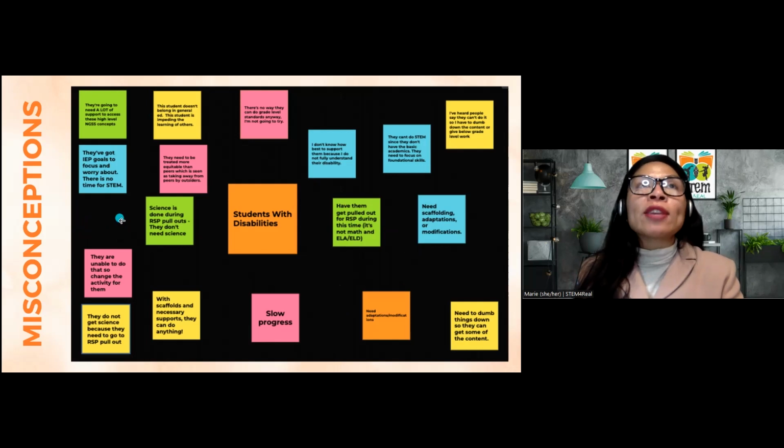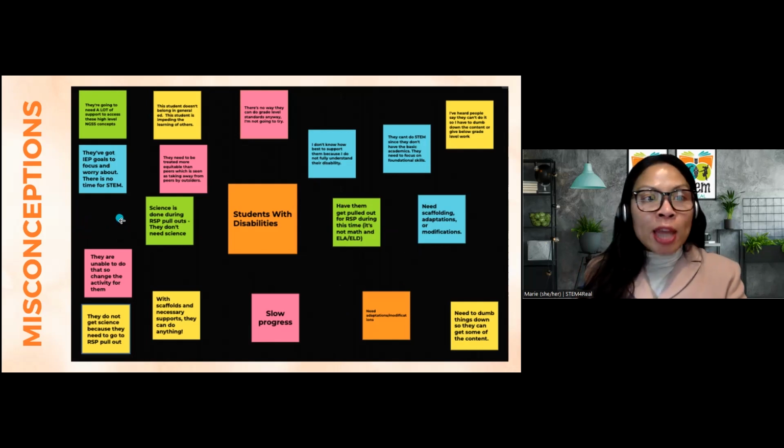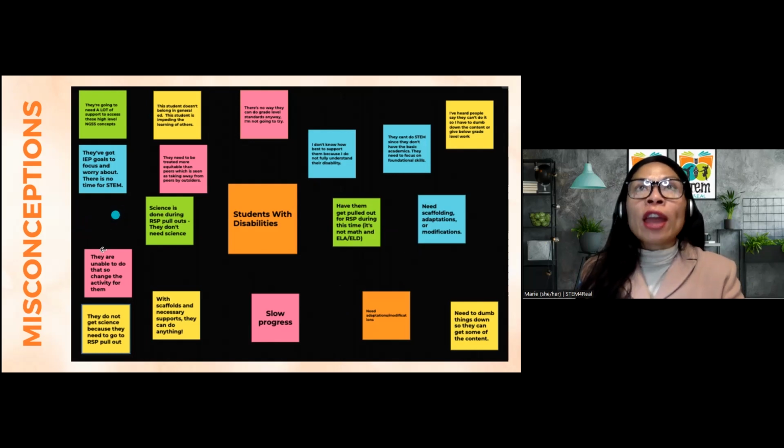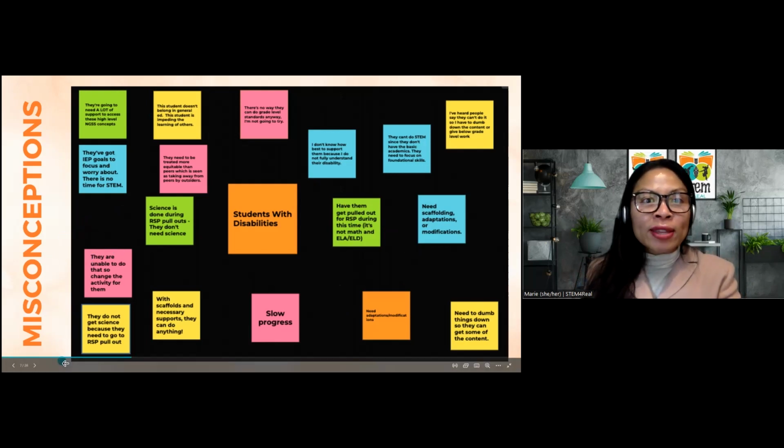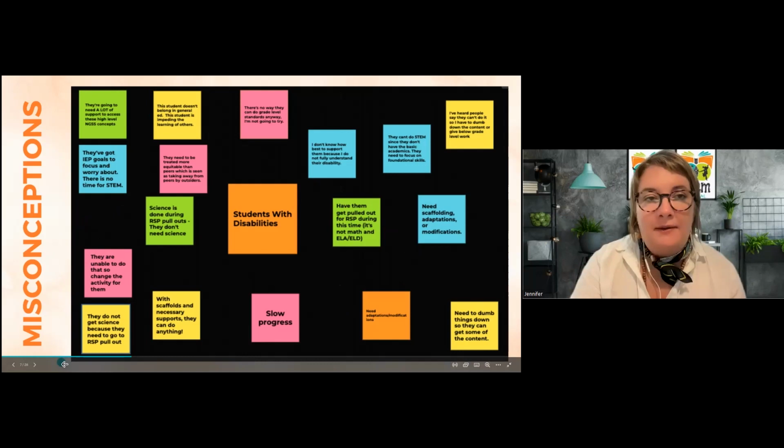Knowing these are some of the misconceptions about our students with disabilities, they're entering this standardized testing with these misconceptions. Did you want to add anything, Jennifer, about this slide? No, I think it's very telling.